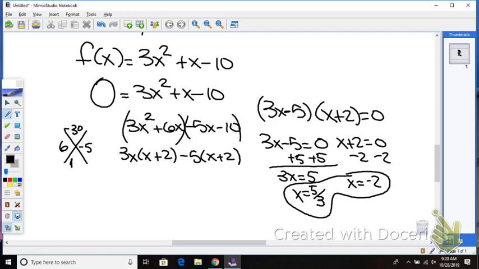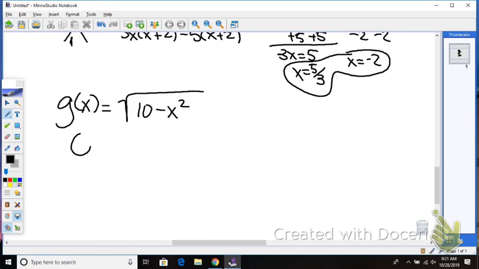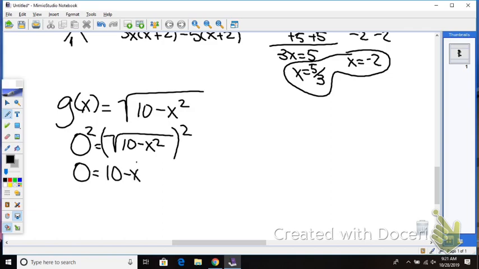Easy enough? Okay, I've got 2 more of these, and then we'll do the one in the book together. Let's say I give you something like this: g of x equals the square root of 10 minus x squared. I want to find the zero. So what am I going to make 0? The g of x, because our y is 0. We're solving for x. How do I get rid of a square root? Square it. So if I square this side, what do I have to do with the other side? Square 0. Okay, and 0 squared is just 0. That's lovely. So I get 0 equals 10 minus x squared.